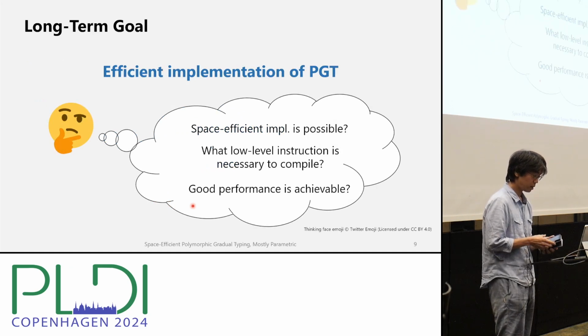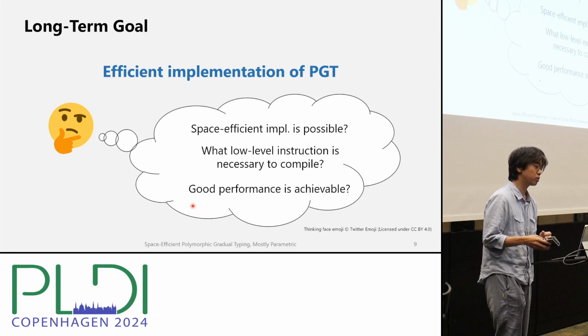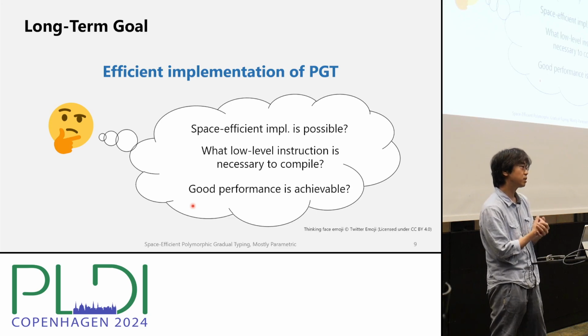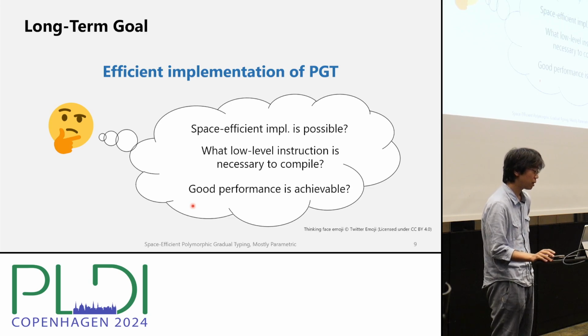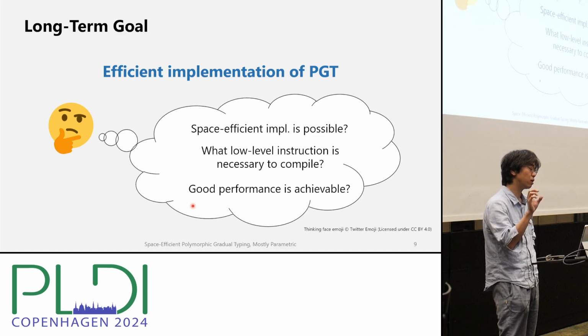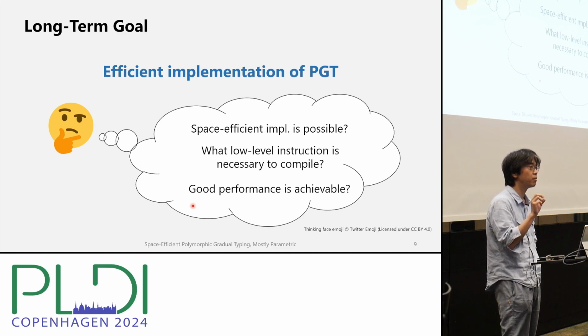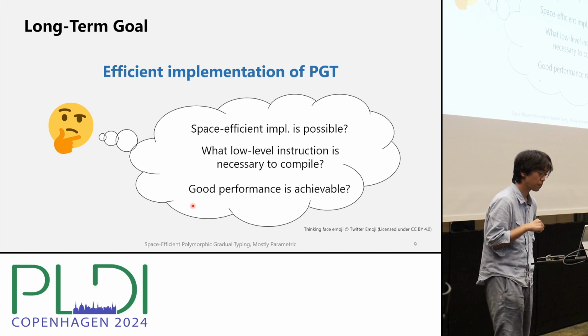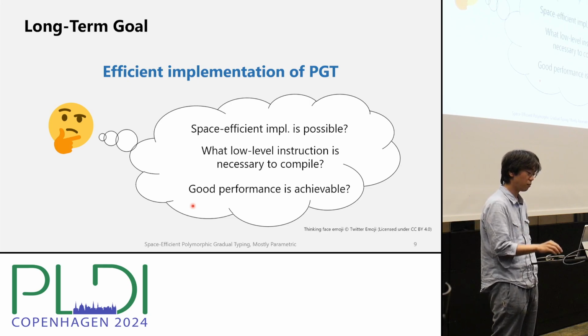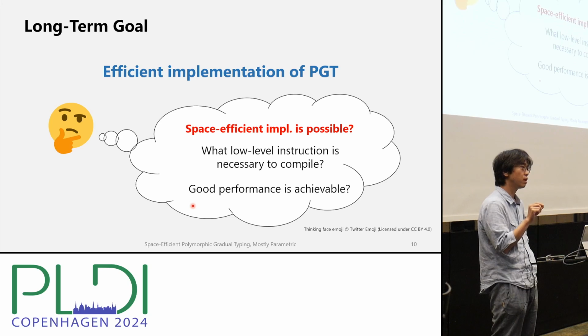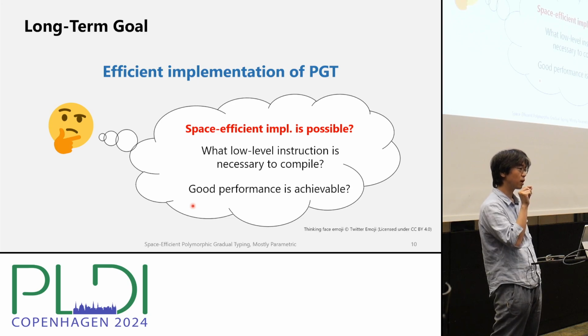Okay, so many theoretical aspects of polymorphic gradual typing have been studied so far, but our long-term goal is to obtain efficient implementations of polymorphic gradual typing. But to do so, there are many open questions. So in this work, we focus on one question: whether space-efficient implementation of polymorphic gradual typing is possible or not.